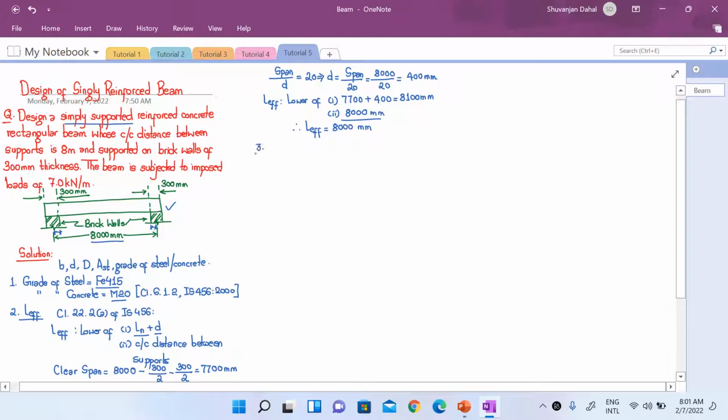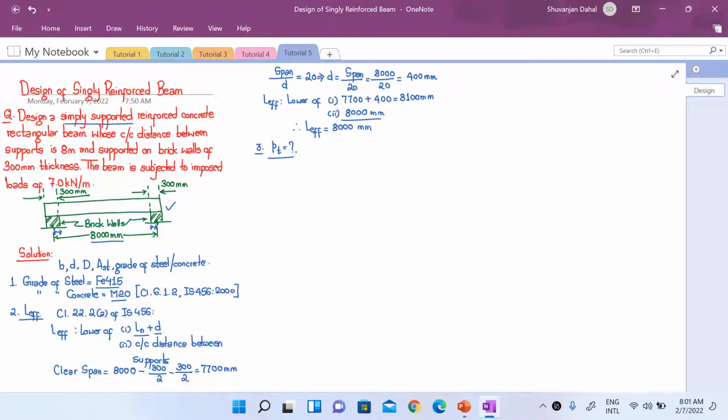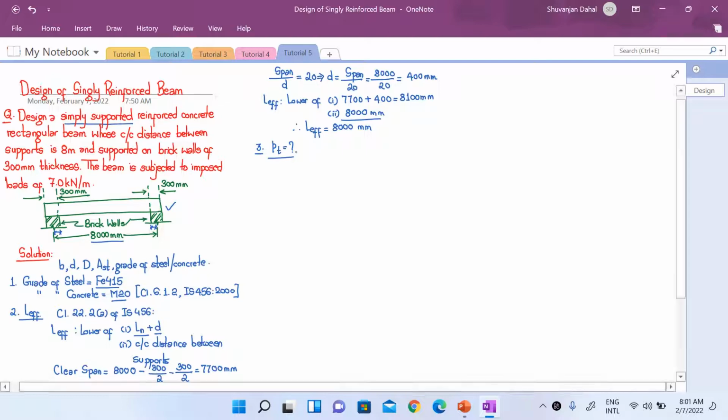Now in the third step, let us determine the percentage of steel reinforcement that we will be using. The percentage of steel reinforcement to be provided is needed to determine the modification factor which is required to calculate the effective depth. That means using this percentage of steel reinforcement, we will calculate different modification factors as we discussed in our previous lectures, and using this modification factor we have to determine the actual value of d.